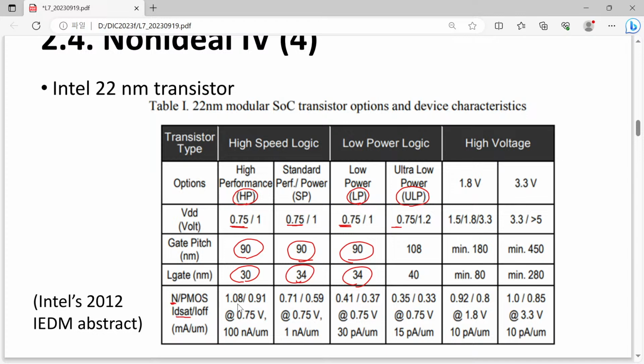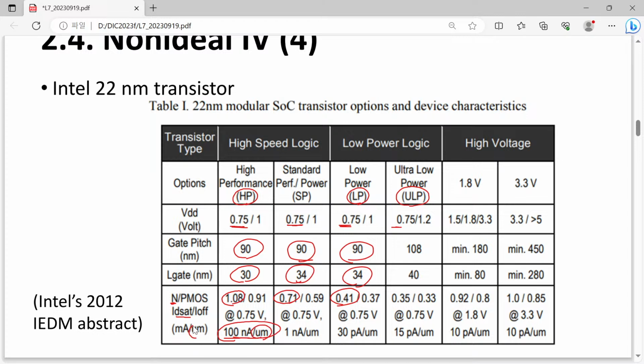What is it? This is corresponding to this number, this number, and this number. That is the number of your Ion value. So you can see that Ion value is, how large is it? So this is 100 nanometer per unit length.